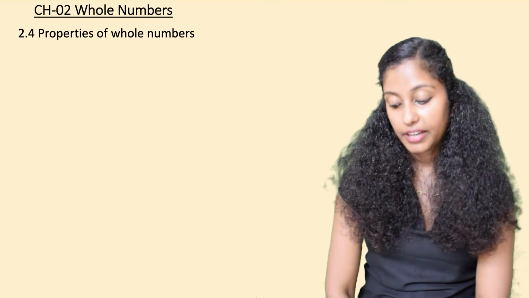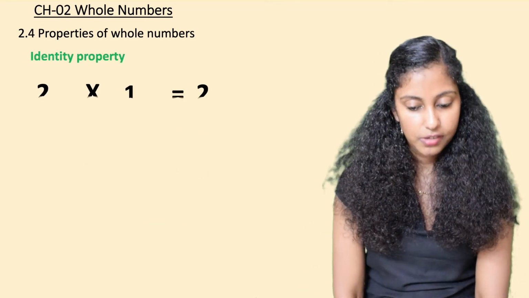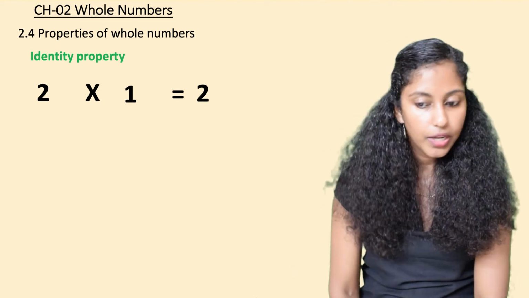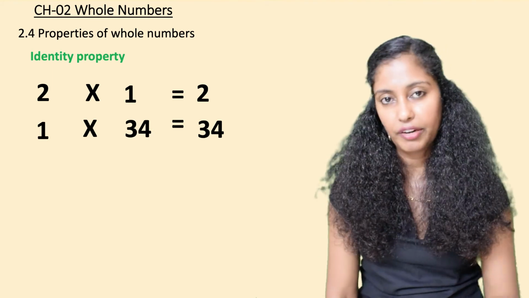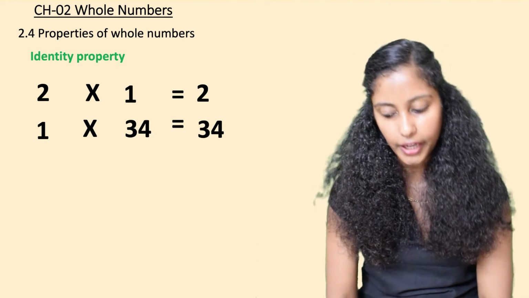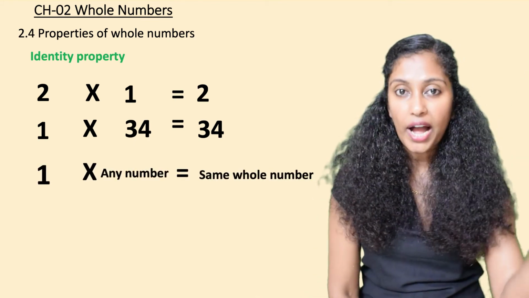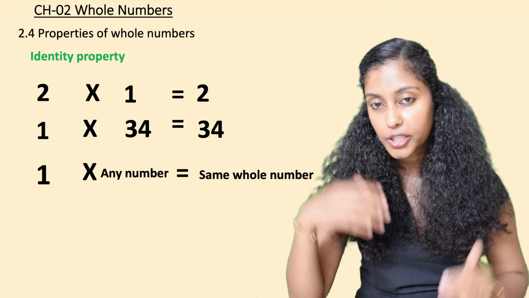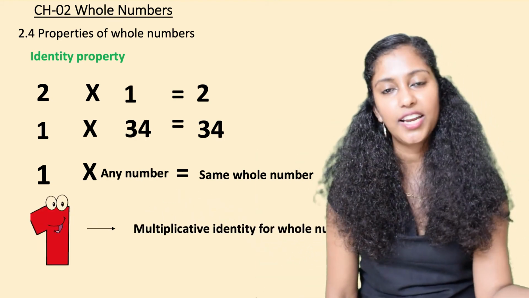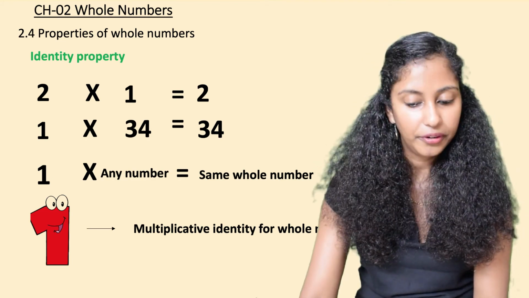Now we check the identity property of multiplication. So here we see one example, 2 multiplied by 1 is equal to 2. Now let us see another example where 1 is multiplied by whole number 34, we get whole number 34 again. So here what we see is, moral of the story, 1 multiplied by any number is equal to the same whole number, again magic. Hence 1 is called the multiplicative identity for whole numbers.